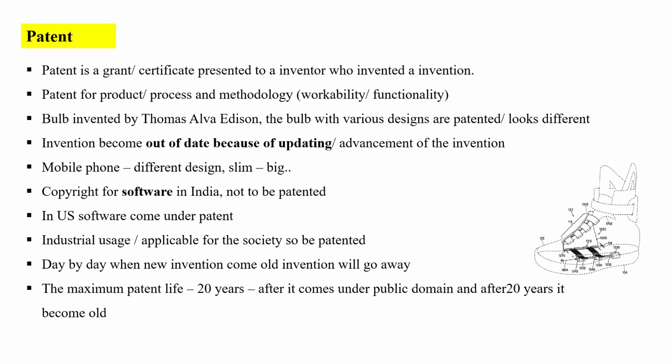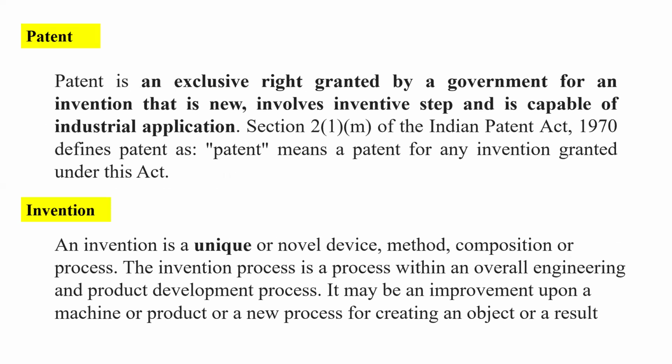Innovation becomes out of date because of updating and advancement of the inventions. You have to remember those things. In India, software can be copyrighted, but not patented, and in the US, software comes under patent. Industrial usage, anything applicable to society, can be patented. Day by day, when a new invention comes, old inventions will go away. The maximum patent life is 20 years only.